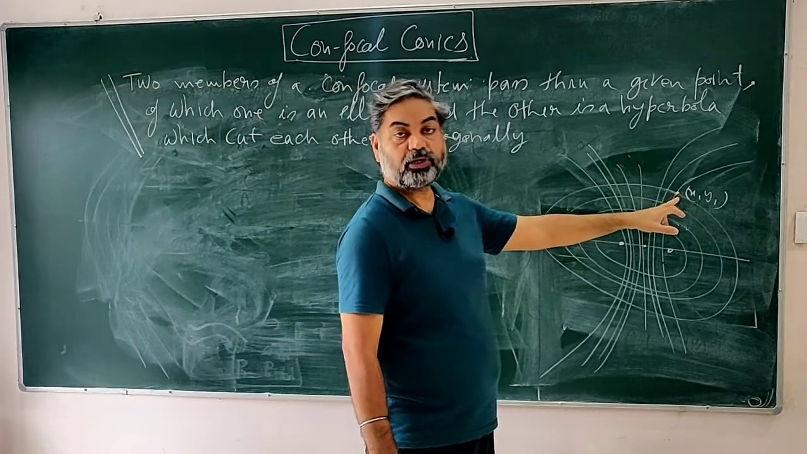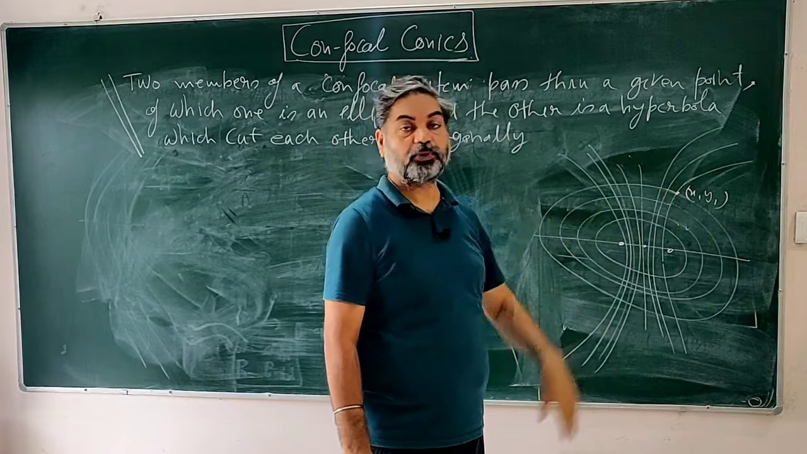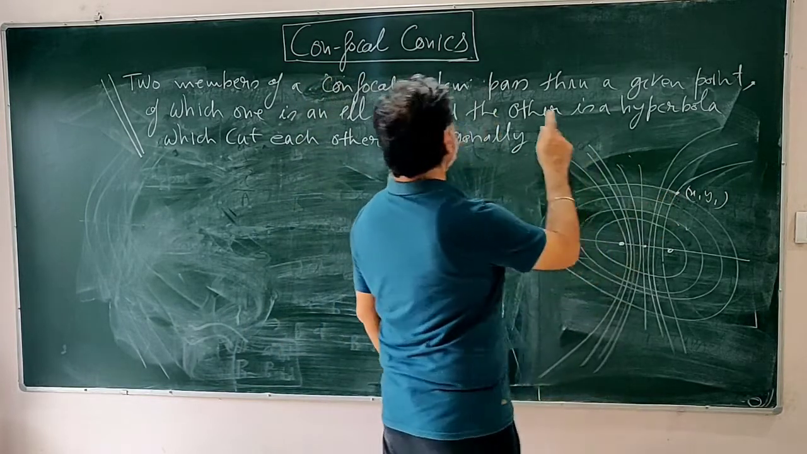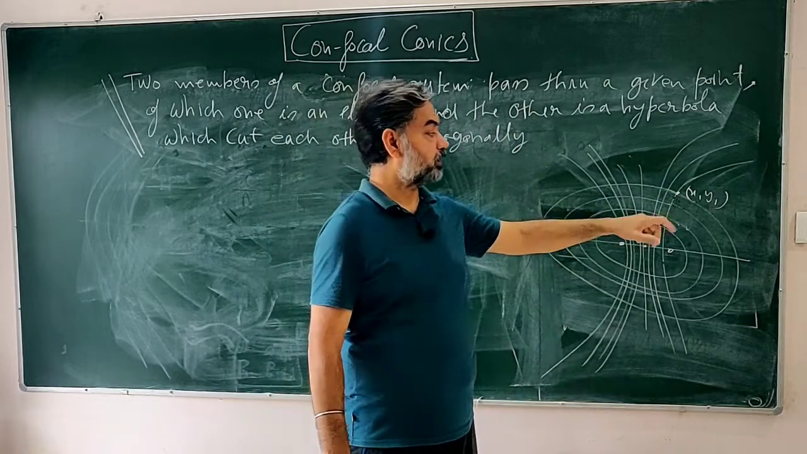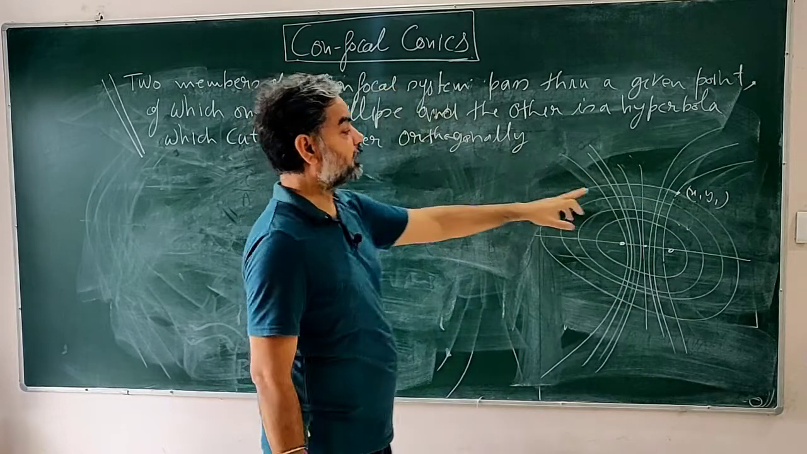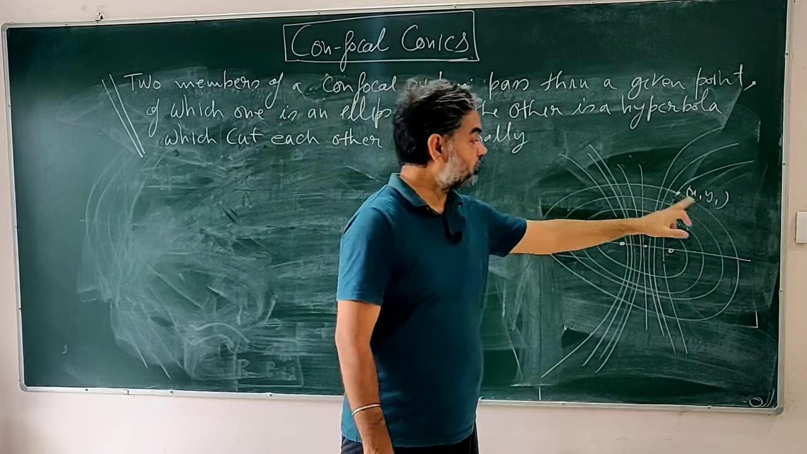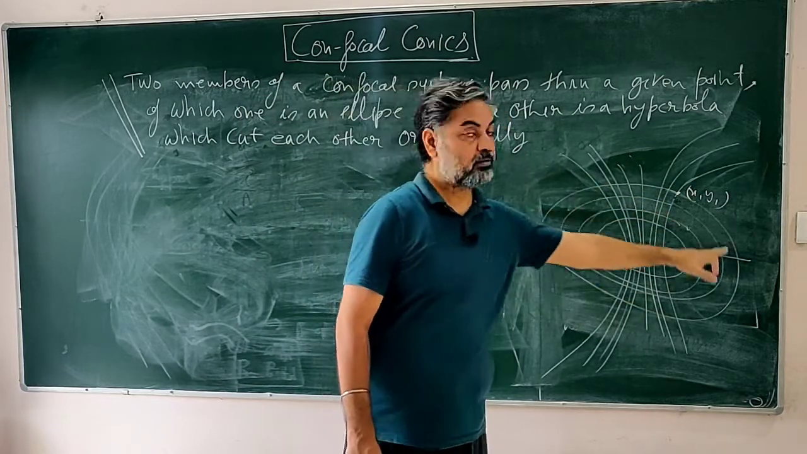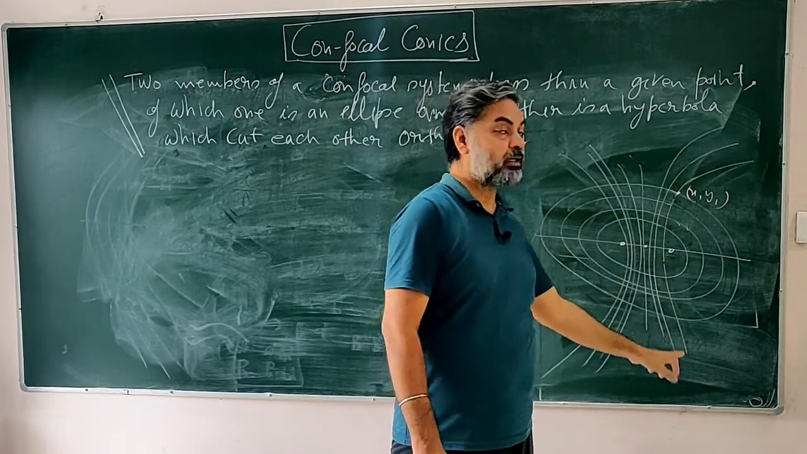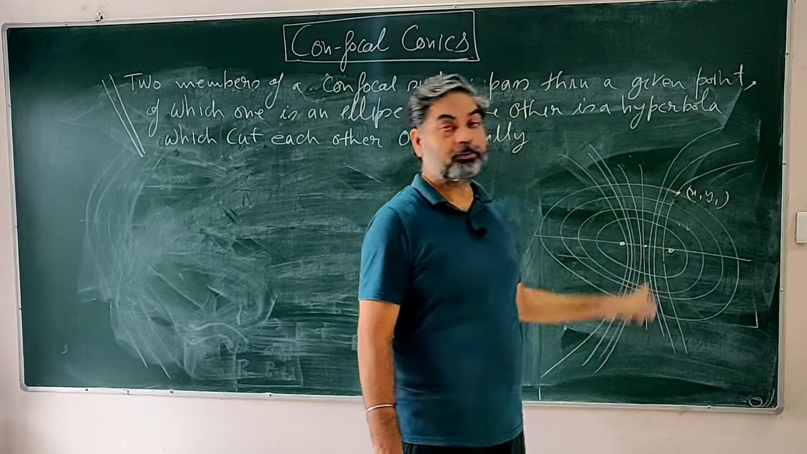So if you are given any point, say you are given this point x1, y1, first of all we have to show that two members of a confocal system pass through this point. One of the members would be an ellipse and the other member would be a hyperbola.